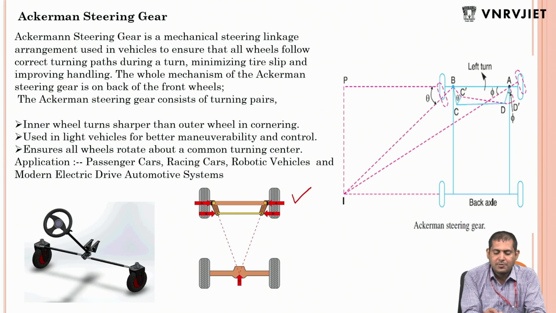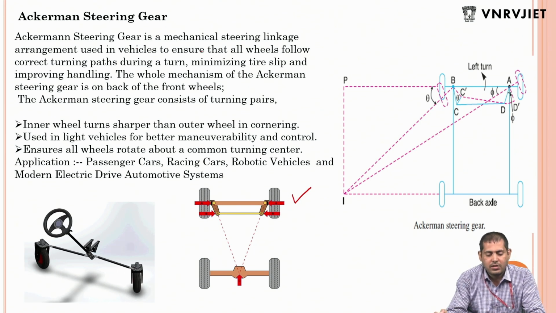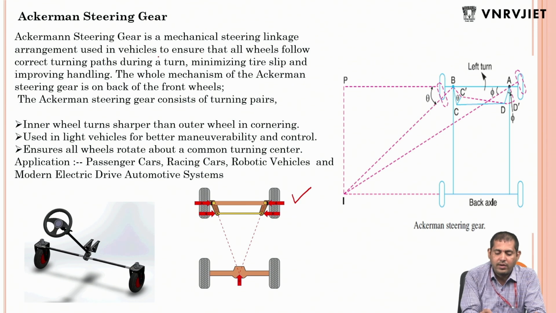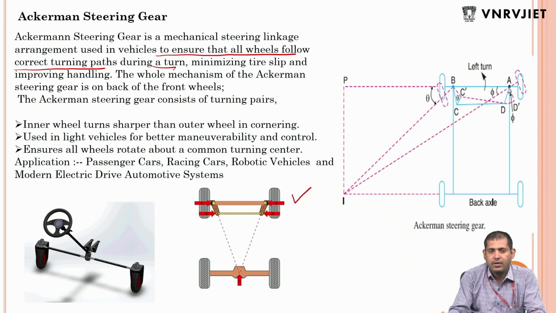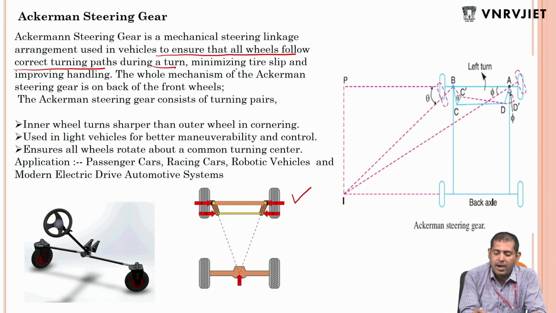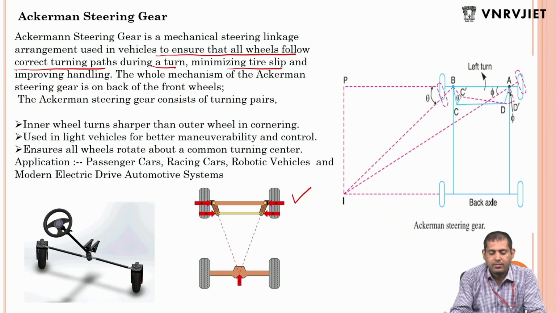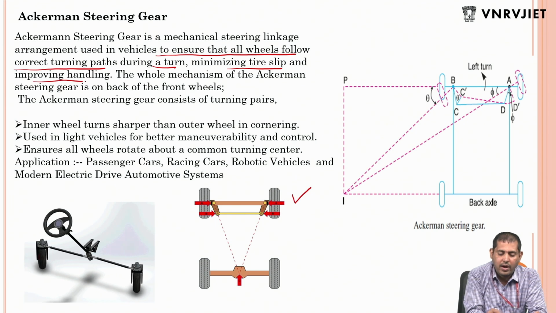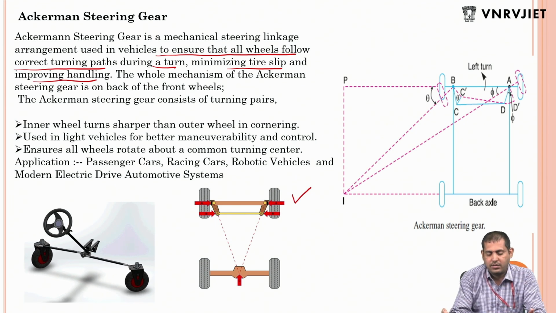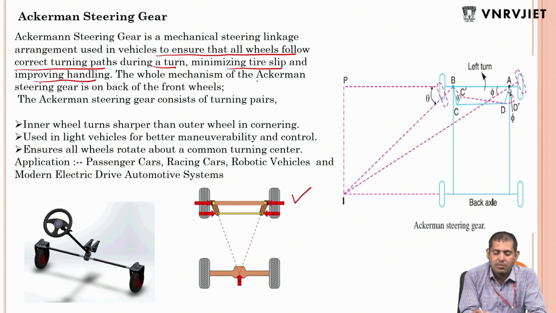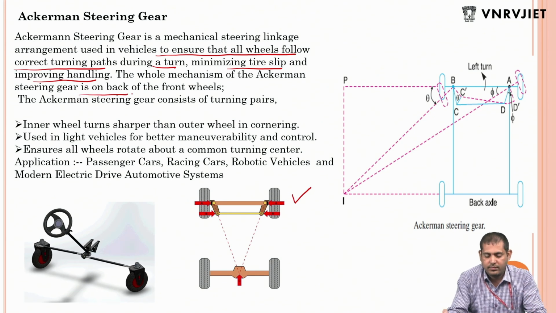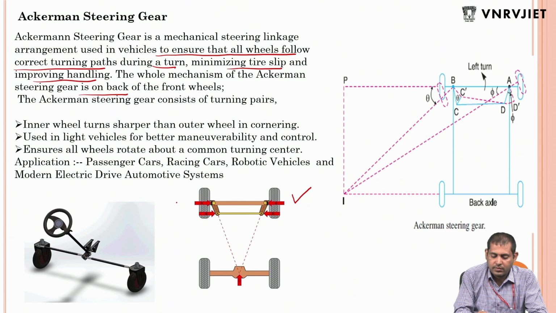Ackermann steering gear is a mechanical steering linkage arrangement used in vehicles to ensure all wheels follow the correct turning path during a turn. This minimizes tire slip and improves vehicle handling. The whole mechanism of the Ackermann steering gear is at the back of the front wheel axle, always on the back side.